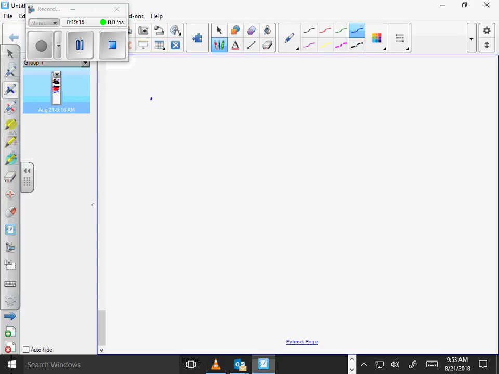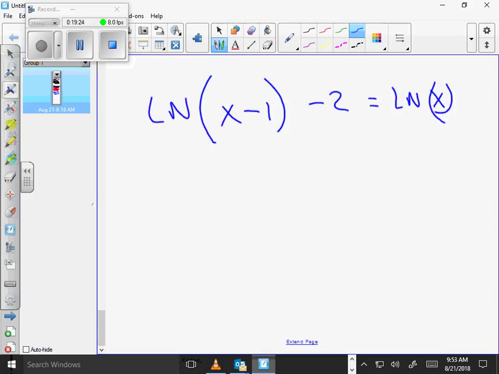How about this one? ln of x minus 1, minus 2, equals ln of x plus y. I'd like you to solve for x. Please solve for x.